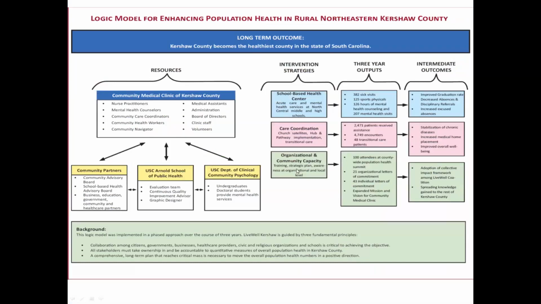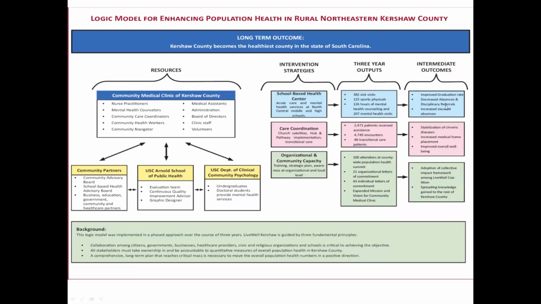But to get any further, we had to put together some kind of a model. We are very data-driven, and we tried to look at logically what we needed to do. So we looked at these strategies of the school-based health center, care coordination, which is our church satellite, and how we were going to collect data, and then how we were going to support or be the backbone of this ongoing coalition to improve health.